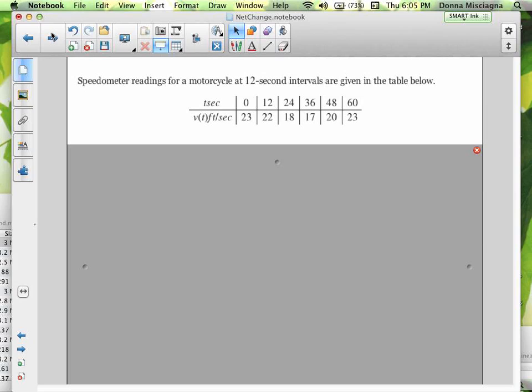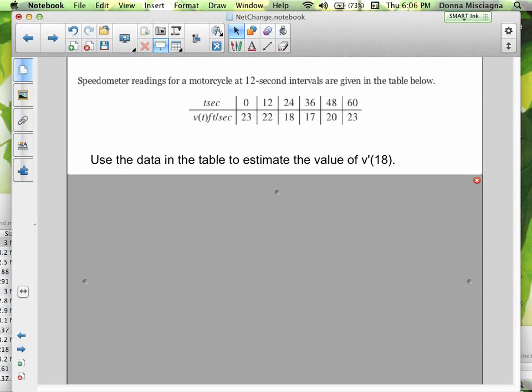Speedometer readings for a motorcycle at 12-second intervals are given in the table below. Use the data in the table to estimate the value of V prime of 18. We want the instantaneous rate of change at 18 seconds. So what estimates the instantaneous rate? What estimates the tangent line? What approximates the tangent line? I hope in your head you're thinking the secant line. The secant line approximates the tangent line.